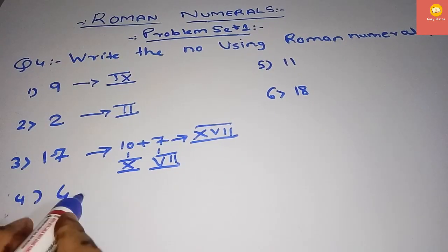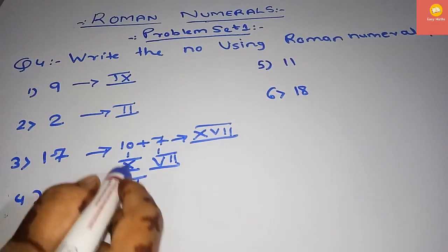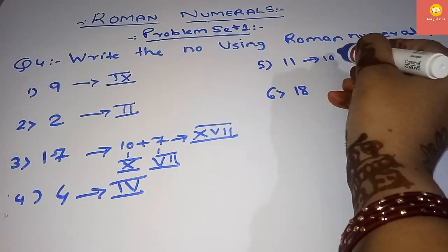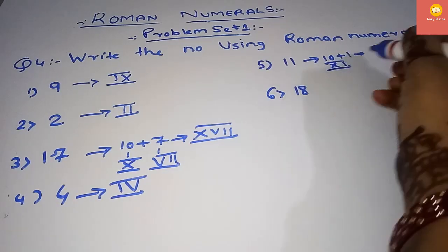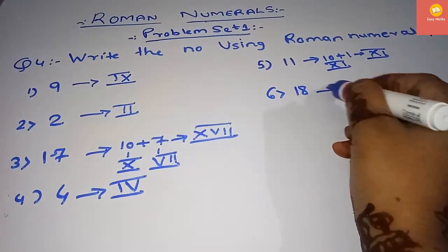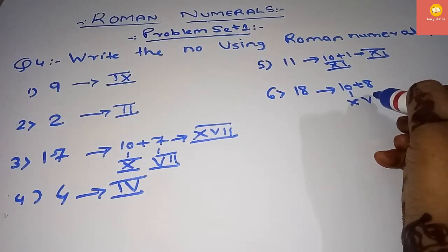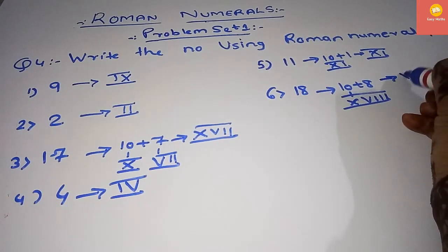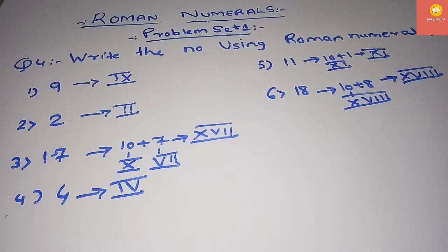Okay. Now 4. 5 minus 1 is 4. Minus 1 means we need to put the I on the left hand side. 11. Just split, 10 plus 1 is 11. This is capital X and this is I. So this is how we write 11. 18. 10 plus 8 is 18. This is capital X. 8 is 5, 6, 7, 8. This is how we write down the 18. Okay. I hope this question is also clear to everyone.